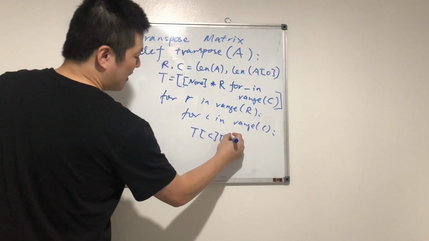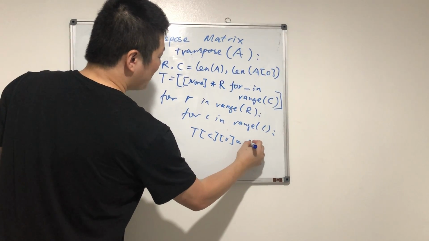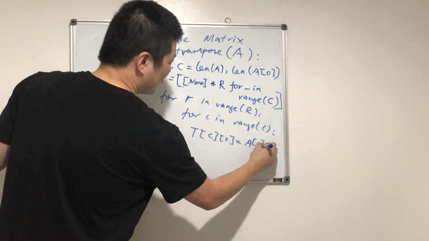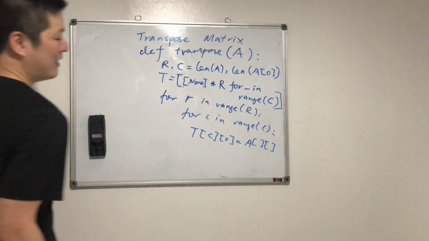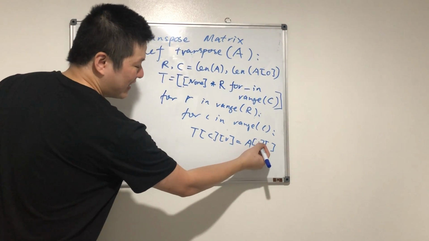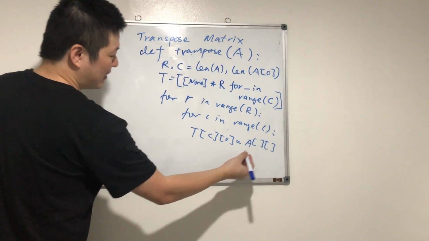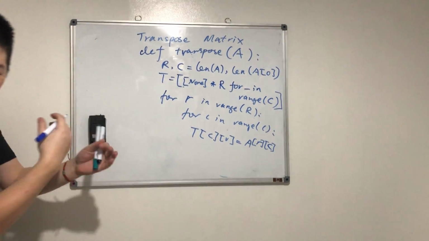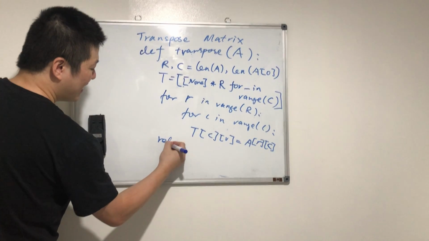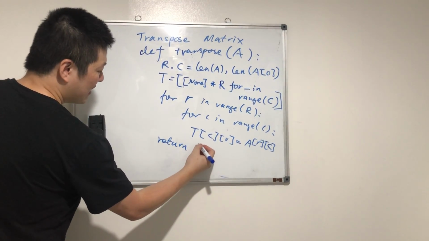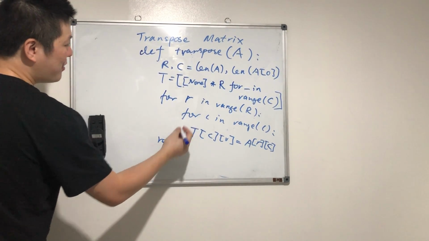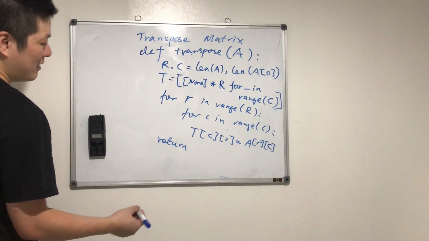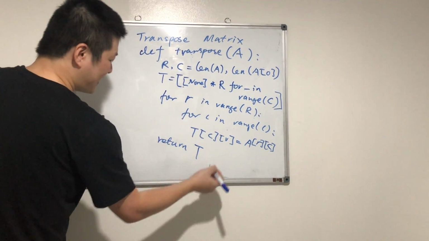T[c][r] equals A what? What should I put here? A[r][c]. Yeah, RC. So you see this. And return what? Return T, the transpose. Of course we are doing this, you can guess.